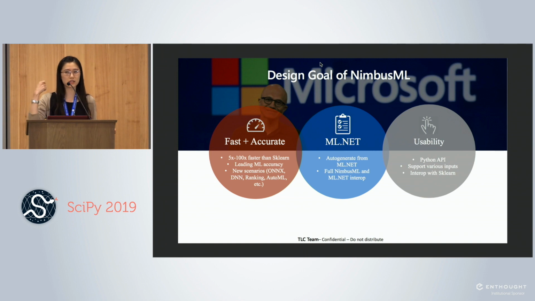Imagine that for any search or advertisement recommendation system, there is this ranking model that is the key algorithm that people will use. So we also support this ranking model for ML.NET and NimbusML.